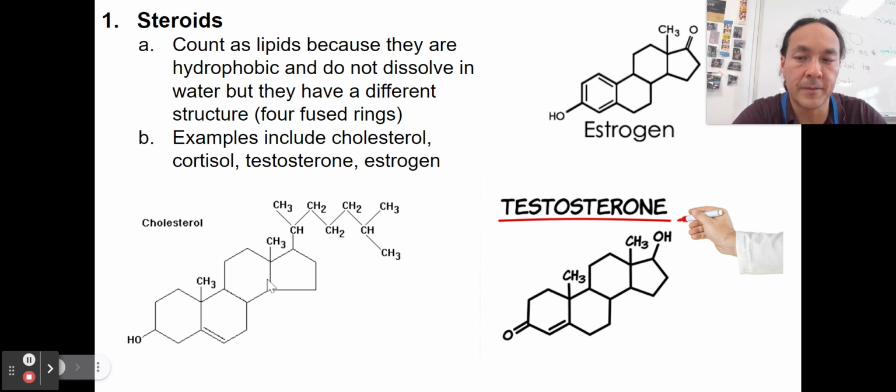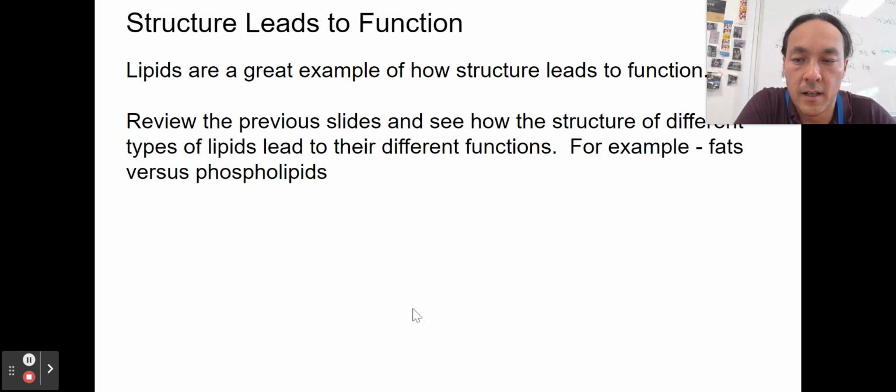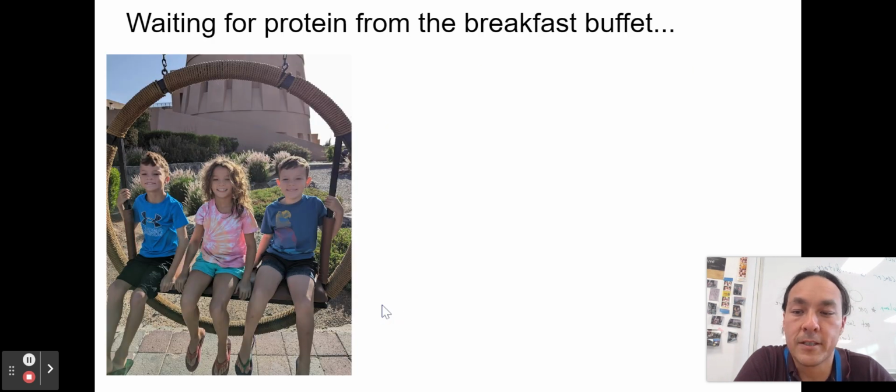Steroids is not something we went over in this class, but they also count as lipids because they are non-polar and hydrophobic as well. These are things like testosterone, estrogen, cholesterol. Okay, so lipids are another great example of how structure leads to function. Go back through the video, check it out, see how the structure of different types of lipids leads to their functions. Let's jump into protein.